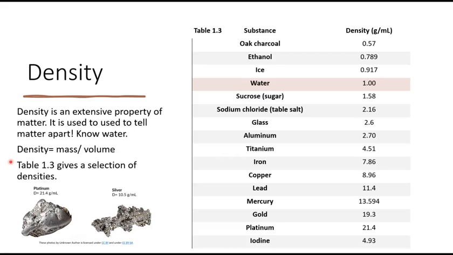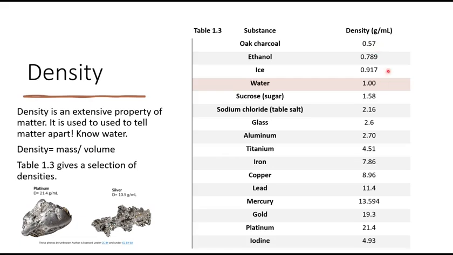Table 1.3 gives us a selection of densities. Here's table 1.3. Here are the different substances. It's a limited list. And this is the densities of each of those substances in grams per milliliter. Make sure that you know the water's density is 1.00 grams per ml. In other words, for every 1 gram of water, it has a volume or space of 1 milliliter. Know this to 3 sig figs.